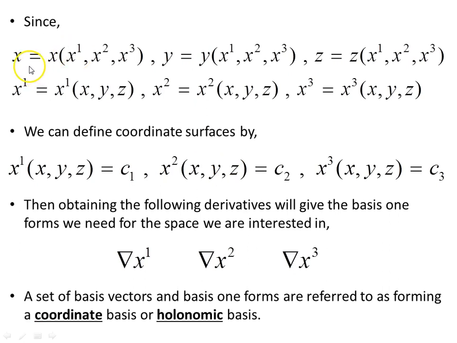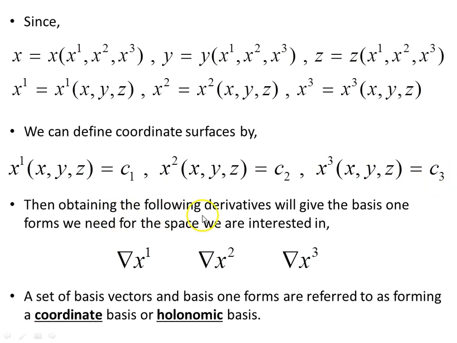Alright, now coming back to the fact that x, y, and z are functions of the generalized coordinates x1 to x3, and in turn, because they're invertible and one-to-one, we have x1 as a function of the Cartesian coordinates x, y, z. That's what we have here. Now we can define coordinate surfaces by x1 as a function of x, y, z equal to c1, some constant. x2 as a function of x, y, z is equal to a constant c2, and x3 as a function of x, y, z is equal to some constant c3.